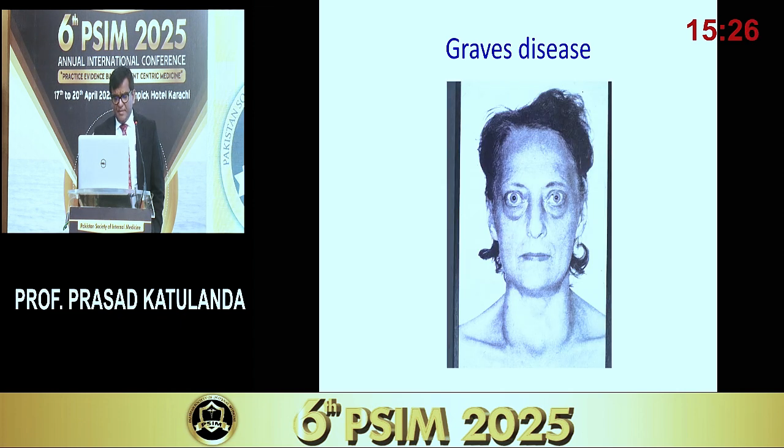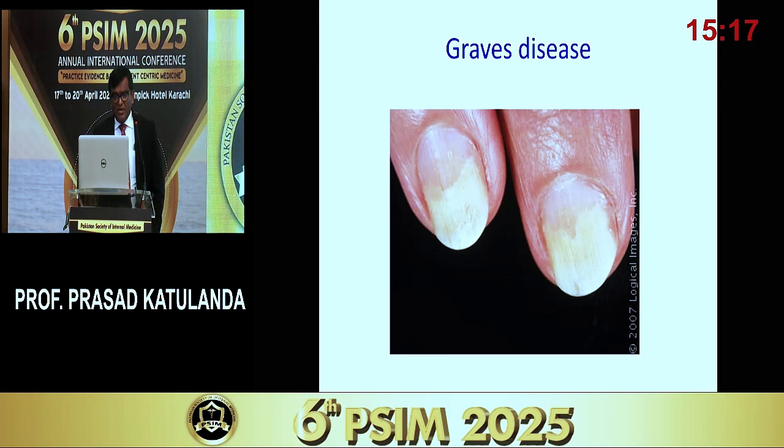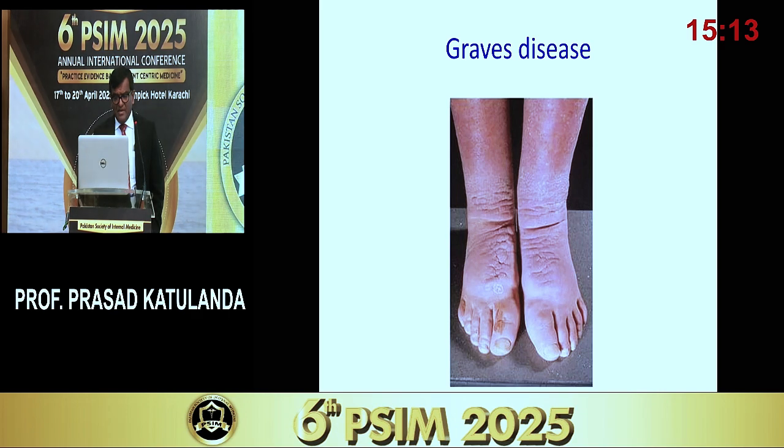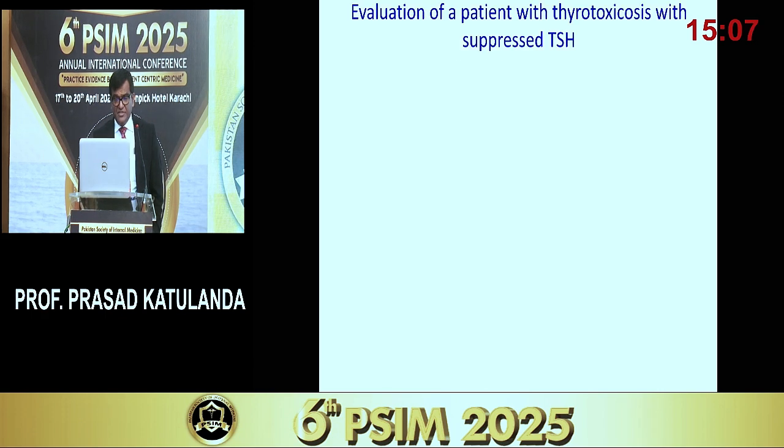And this is a typical picture with a diffuse goiter and eye signs, and sometimes it can be very severe, even leading to vision loss, and a lot of dermatological manifestations like onycholysis, and although rare, we see this very troublesome pretibial myxedema sometimes in patients with Graves' disease.